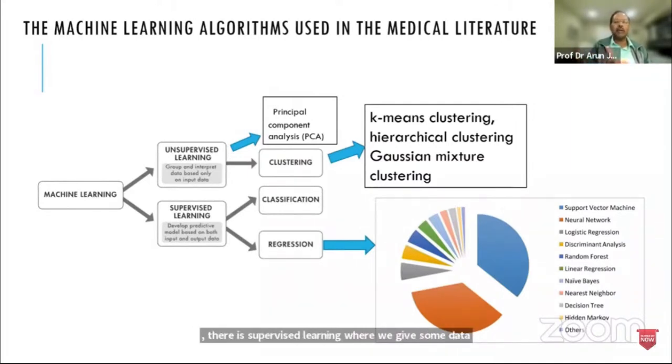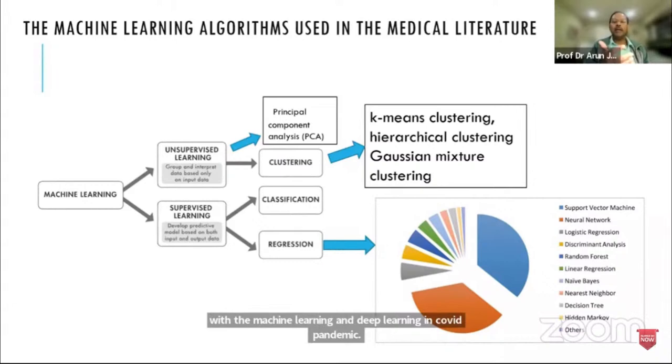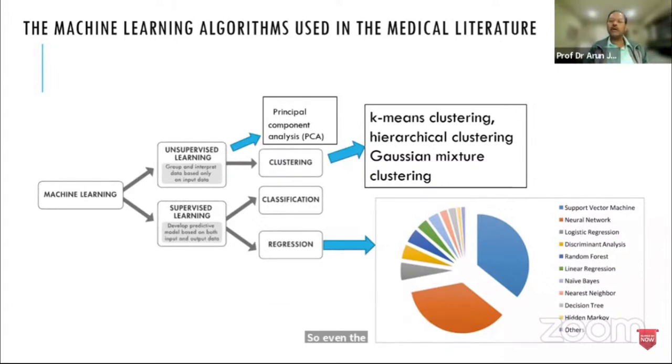Let us give an example. There are a lot of things being done with machine learning and deep learning in the COVID pandemic. Even the fast development of an mRNA-based vaccine was because of machine learning. And not only that, several drugs and everything else were developed with machine learning.